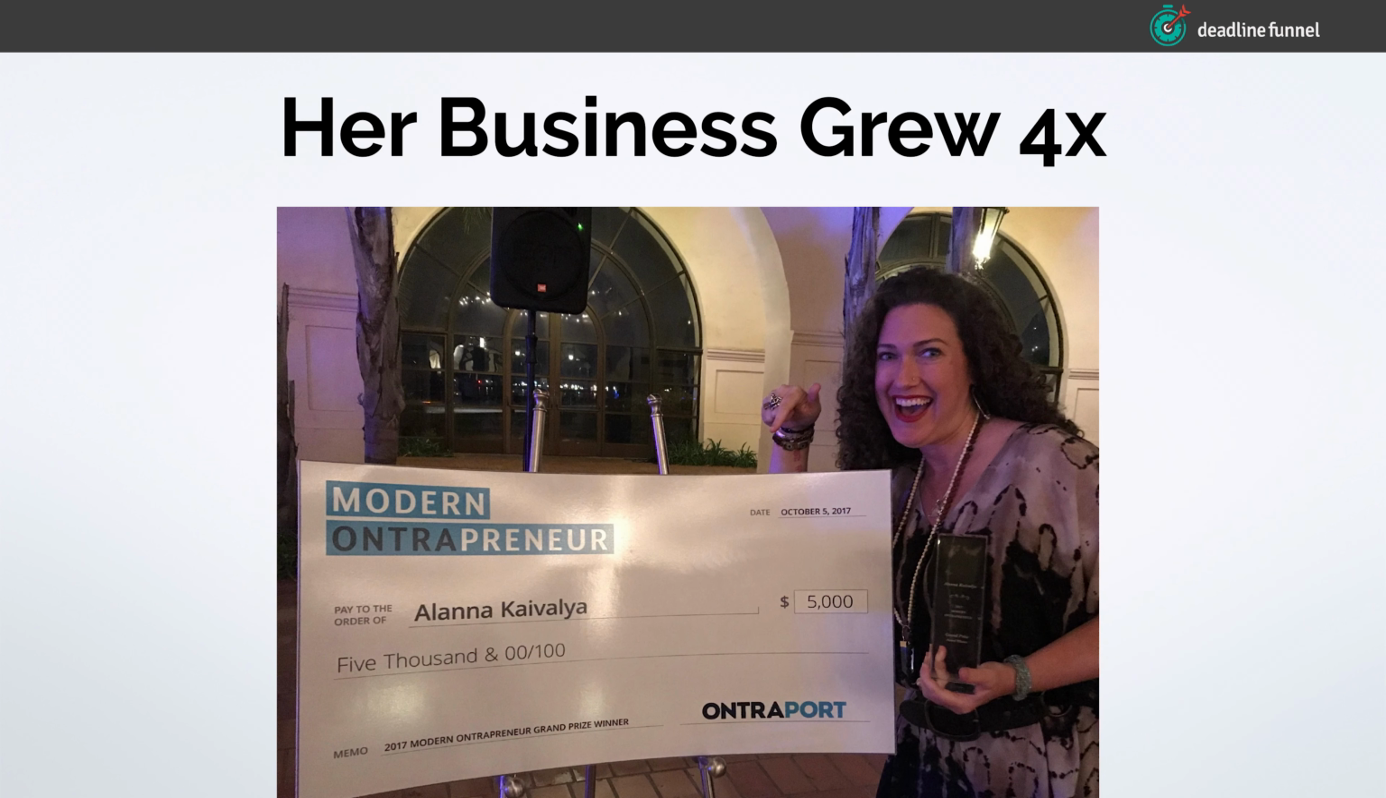And then we already talked about Alana Kavalia. She was able to 4x her business. It wasn't just from using urgency. It was from automating her business, automating her webinar that has a deadline and a special offer, and putting that on autopilot so that she could test different email sequences, different ads, and different pricing. She was able to do that because she automated all the other parts of this.